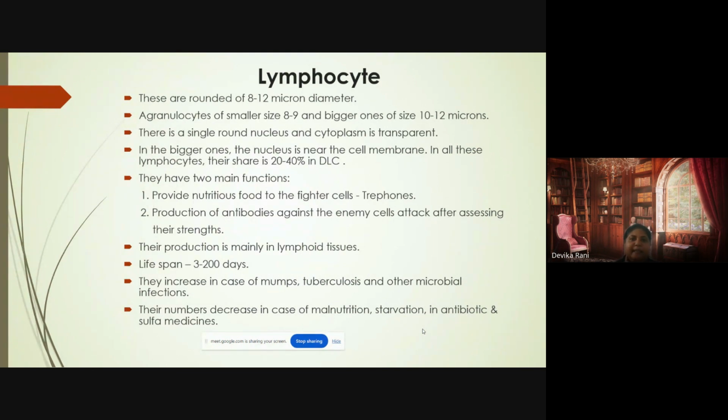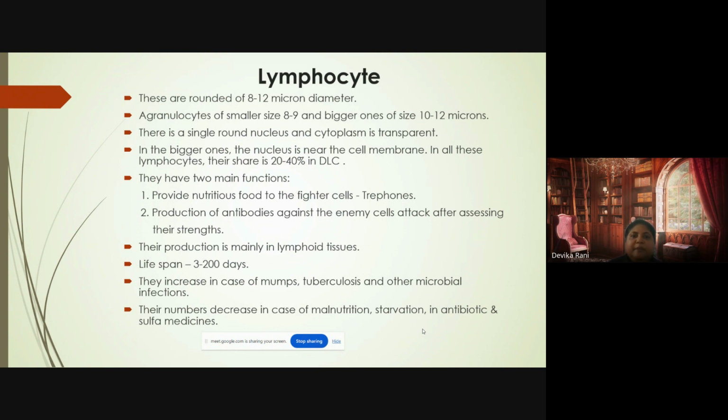So, we said leukocytes are of two types: those having granules, and the others which are clear and transparent. So, the agranulocytes are clear and transparent. In the bigger ones, the nucleus is near the cell membrane. In all these lymphocytes, their share is 20 to 40% in DLC.